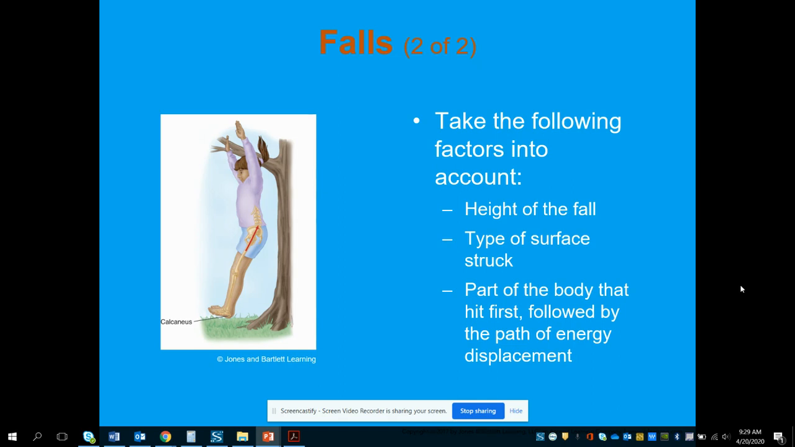The height of the fall, the type of surface struck, because it's a lot different if you fall onto grass than concrete, and the part of the body that hit first, so that we can kind of look at the trajectory and the energy displacement. Was it the head? Was it your feet? Was it your butt? What hit the ground first?